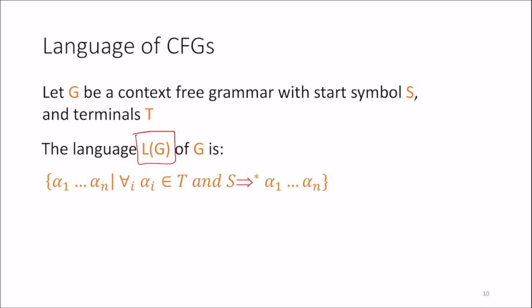It's just a set of strings that you can derive using 0 or more derivation steps. So you have to start with the start symbol. S here is the start symbol. Application of rules happens 0 or more times, and in the end you end up with a sequence. We just need to make sure that each element of this sequence is a terminal symbol. So basically there are no non-terminals because it's a set of strings, and we don't have non-terminals in the set of strings. And so this set defines the language of the grammar.